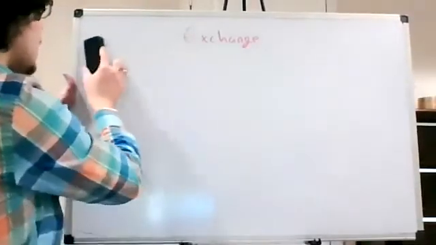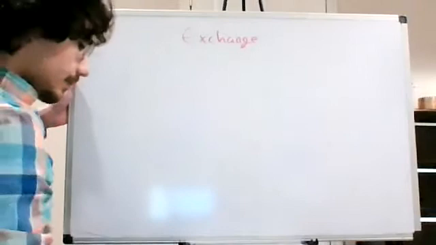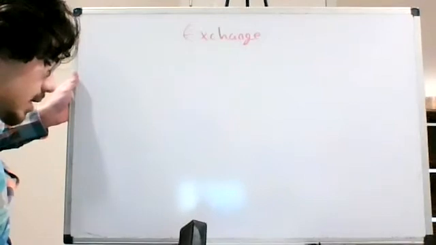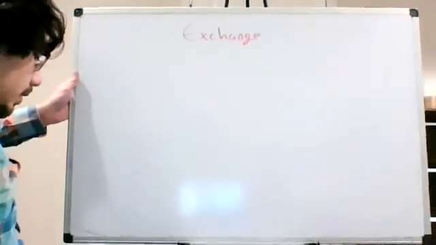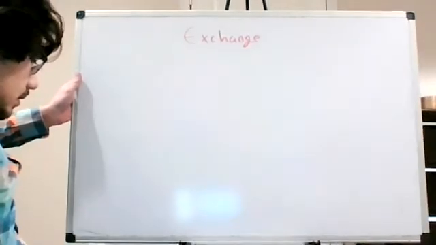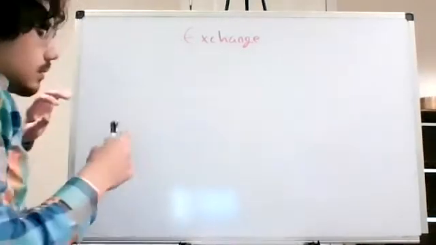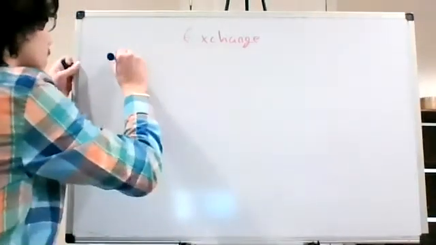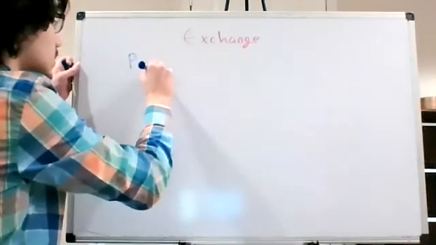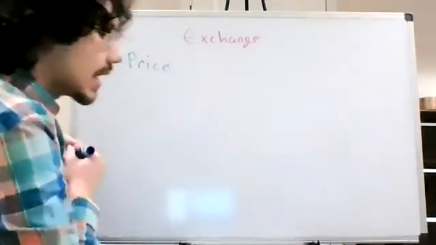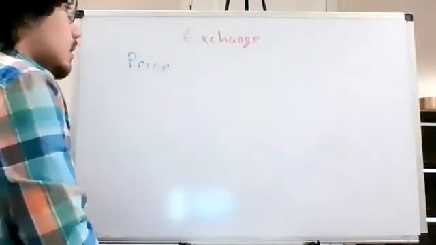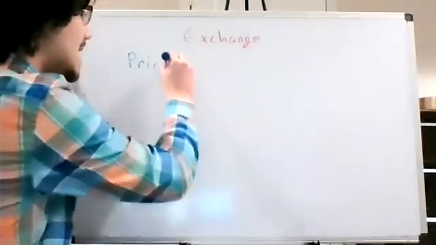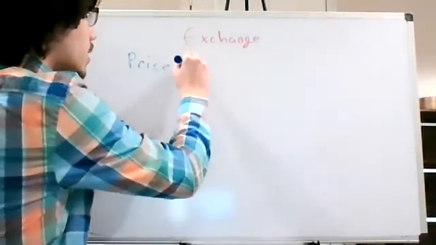So let's erase this for the time being. There are a couple terms that we should go over. There is price, which we refer to as the original price. When we say price, we're generally referring to the original price, as in the number on the price tag.